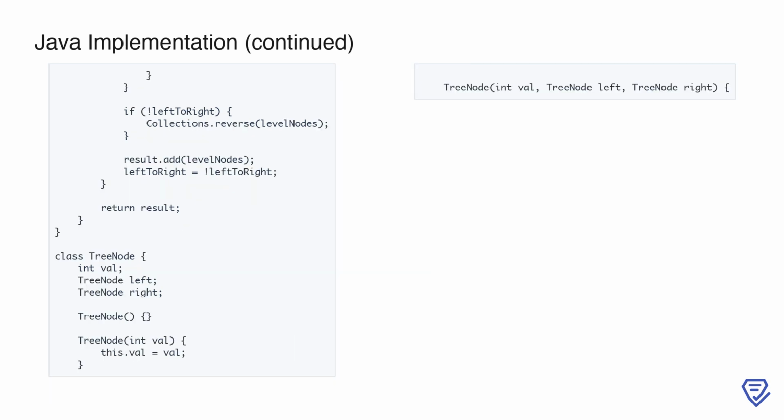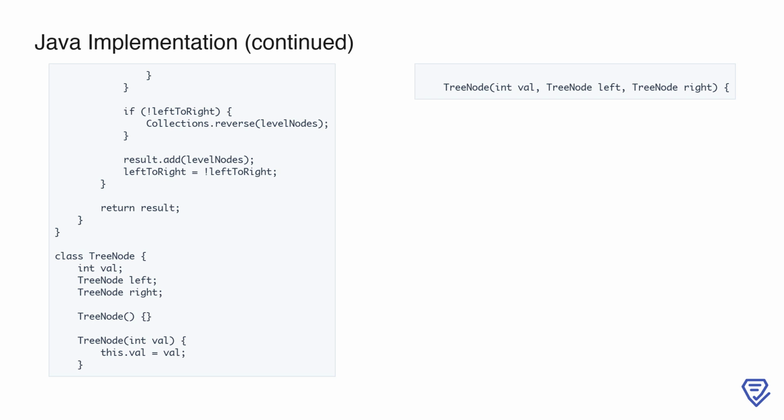After processing all nodes at the current level, we check the direction of traversal using the left_to_right flag. If it's false, meaning the direction for this level is right to left, we reverse the list of node values for the current level using Collections.reverse. This ensures the zigzag pattern is maintained. Then, we add the level_nodes list to our result list and toggle the direction for the next level by flipping the value of left_to_right.